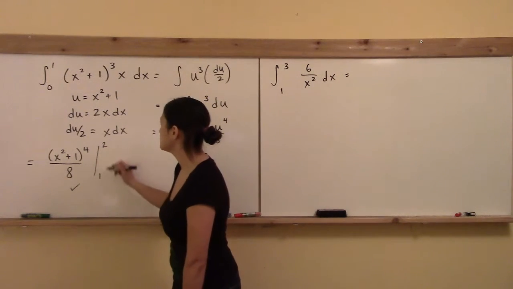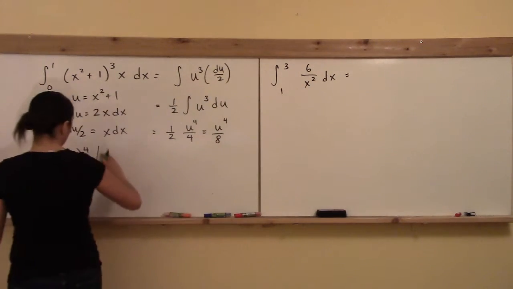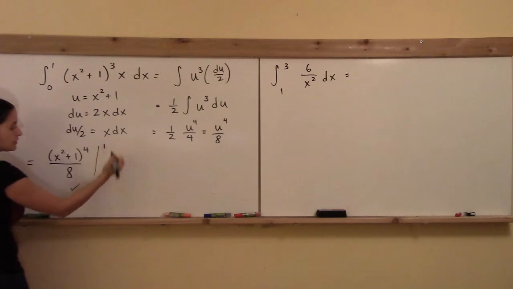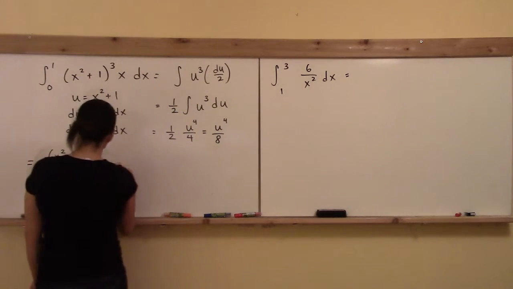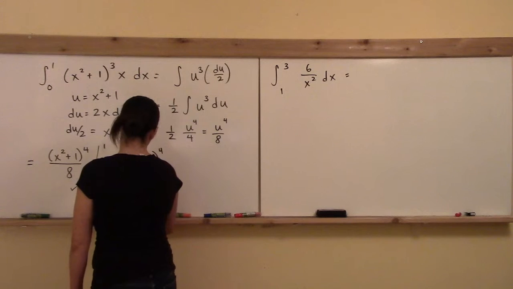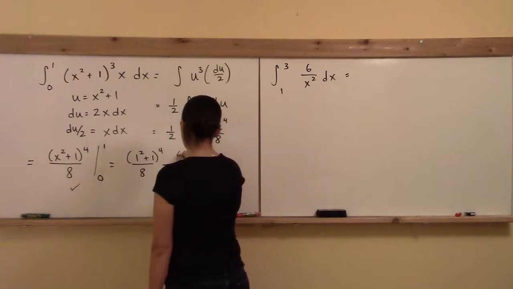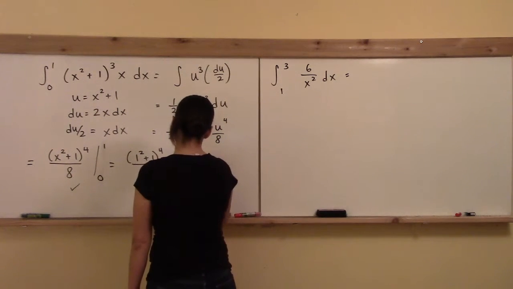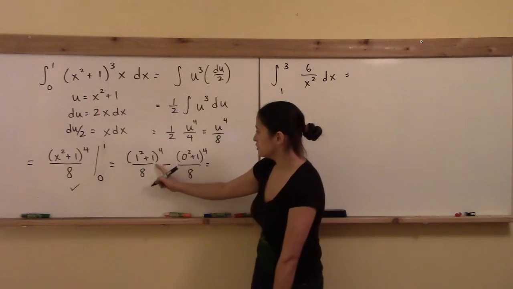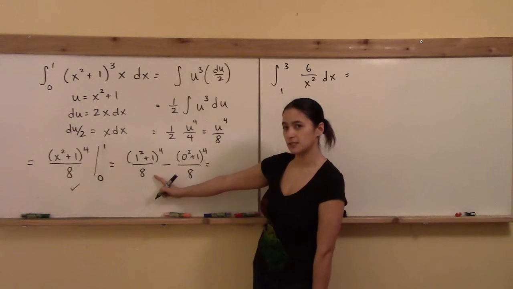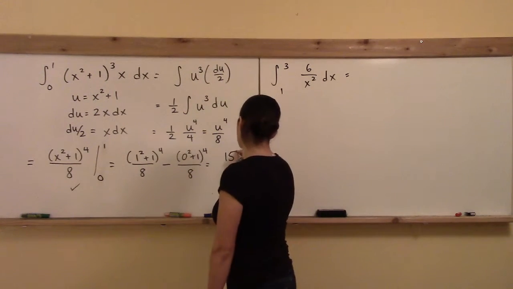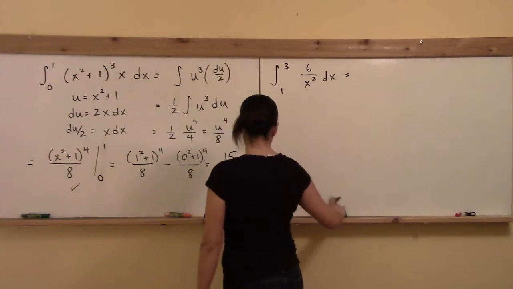Okay? Now once you've confirmed that you do in fact have the correct indefinite integral, this is where the vertical bar comes in, and we're going to evaluate this on the original bounds from x equals 0 to x equals 1. So that means that we're going to do 1 squared plus 1 to the 4th over 8, and then we're going to subtract away 0 squared plus 1 to the 4th over 8. And this is actually 2 to the 4th over 8, so 16 over 8 here. And then this is 1 over 8 right there, and so 16 minus 1 is 15.